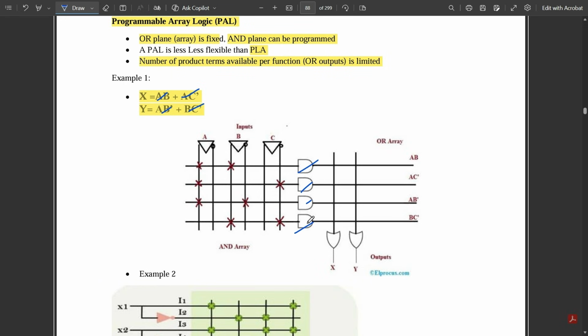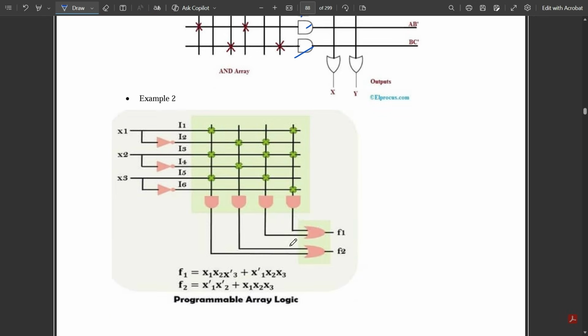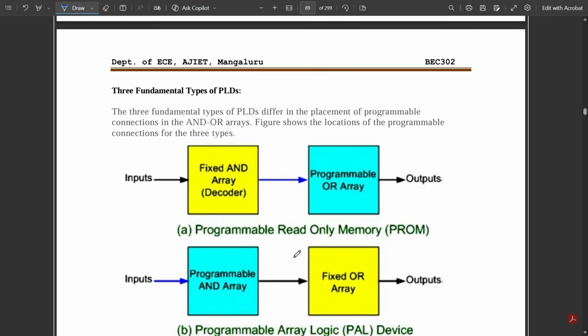Here the AND plane can be programmed, but the OR plane is fixed. So that's why you see here this is the fixed OR plane. Whatever AND terms you would be getting, it would be taking them. Okay, so that's why there are no highlighted or cross marks mentioned here. Okay, so this is the difference between programmable array logic and programmable logic array. Hope this is clear. So please go through it.